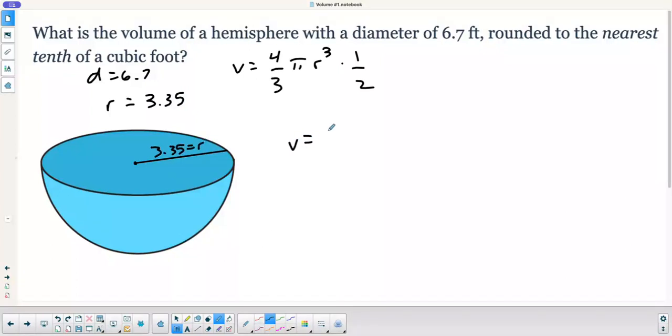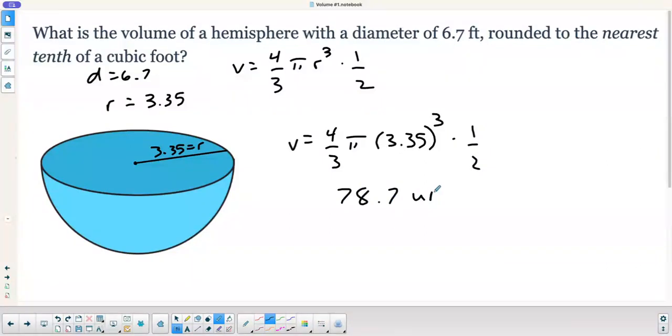So 4/3 pi 3.35 cubed, and then times 1/2. So I got 78.7 cubic units, okay? Let me double check that. 4/3 times pi times 3.35 cubed times 1/2. Yep.